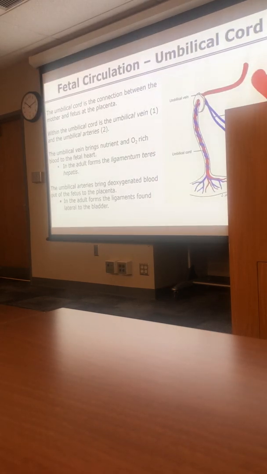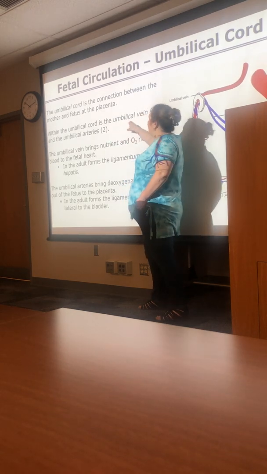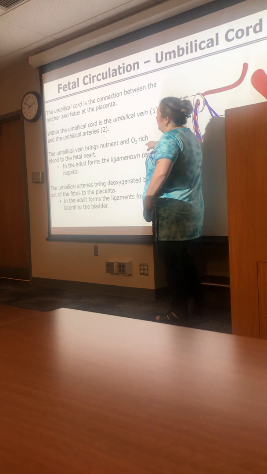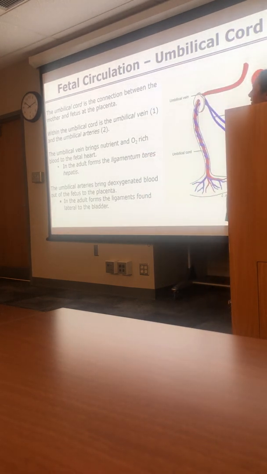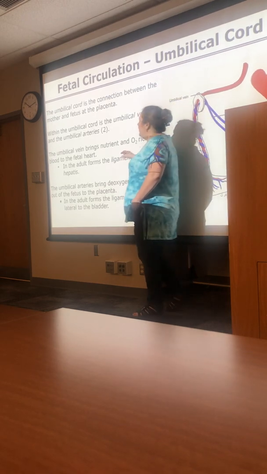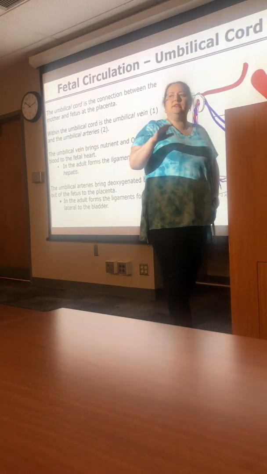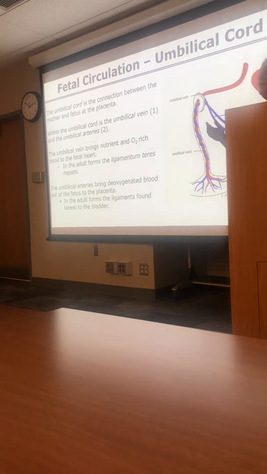When we look at the umbilical cord, it's the connection between the mother and the fetus at the placenta. The umbilical cord has one umbilical vein and two umbilical arteries. The umbilical vein seems a little backwards, but it's actually what has nutrient-rich and oxygen-rich blood coming back to the heart. Remember, the definition of a vein or an artery is not whether it carries oxygenated or deoxygenated blood. The definition of a vein is a blood vessel that approaches the heart. The definition of an artery is a blood vessel that's coming away from the heart.